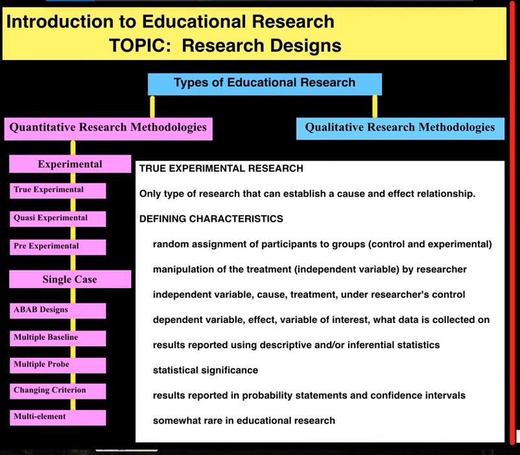The defining characteristics are random assignment of participants to groups. Usually it's a control and an experimental group, although there could be more groups. It's characterized by the manipulation of the treatment or the independent variable by the researcher. In fact, those first two, random assignment of participants to groups and manipulation of the treatment or independent variable by the researcher, are the distinguishing characteristics of all true experimental designs.